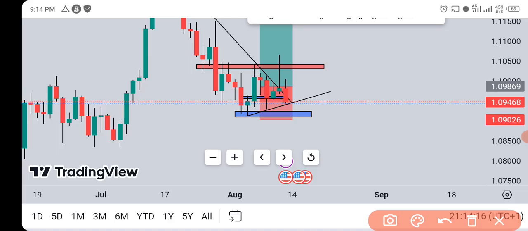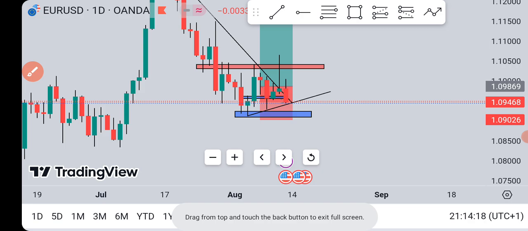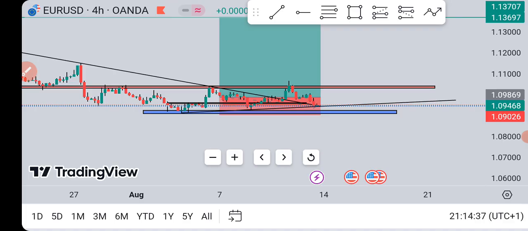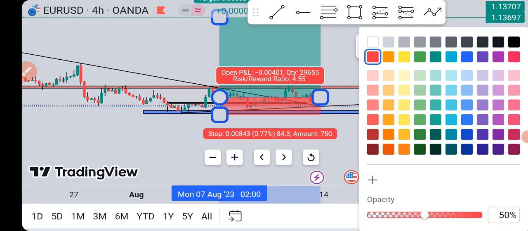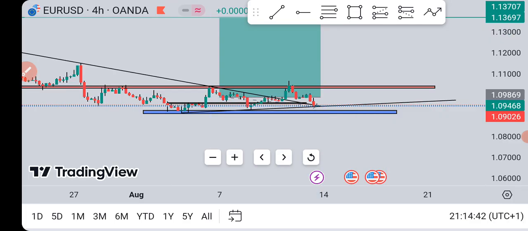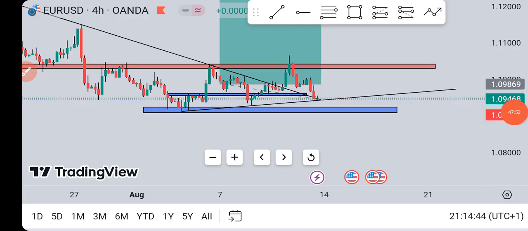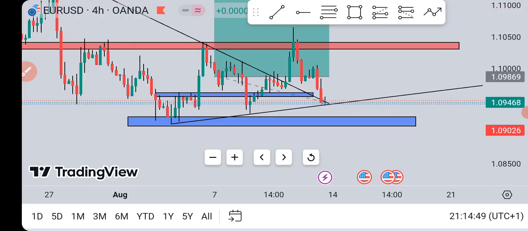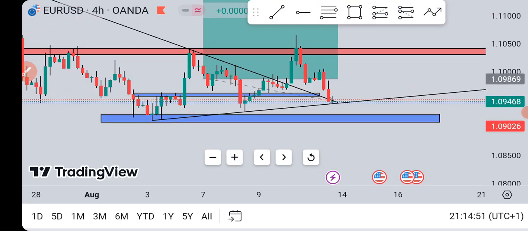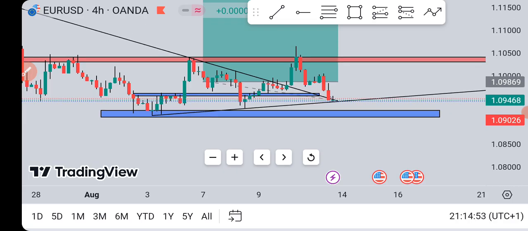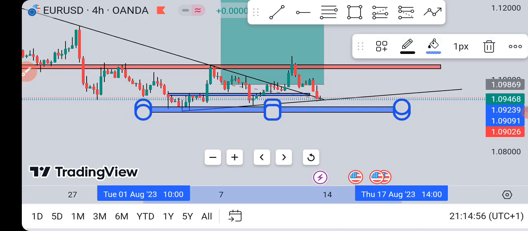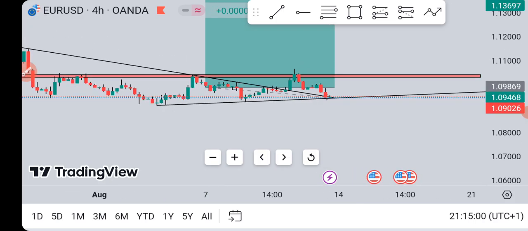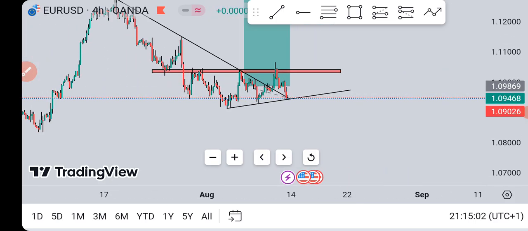Okay, let me go to the 4-hour time frame so that you will see the bigger picture. So guys, this is the 4-hour time frame. Let me just remove the color so that you'll be seeing everything. You can see my entry and everything. It's very clear. Okay, let me remove these structures also. Take this out. Yeah. So you can see that major trend, and you can see the trend line.